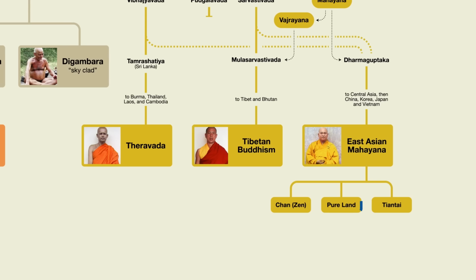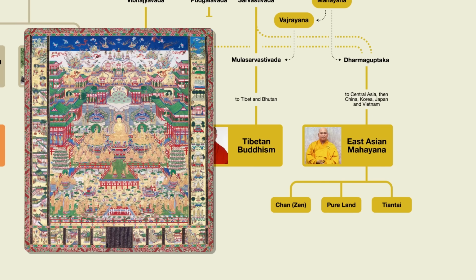Then there's Pure Land Buddhism, where the focus is trying to get reborn in a special purified land, where it's then easier to achieve enlightenment. The most popular Pure Land in Pure Land Buddhism is the one formed by a Buddha named Amitabha.